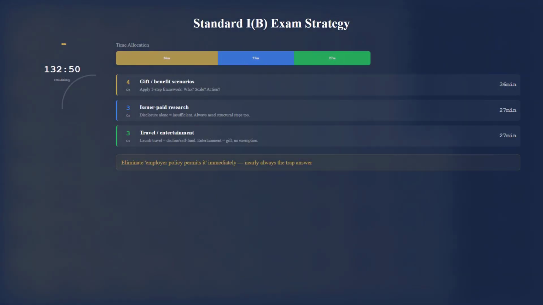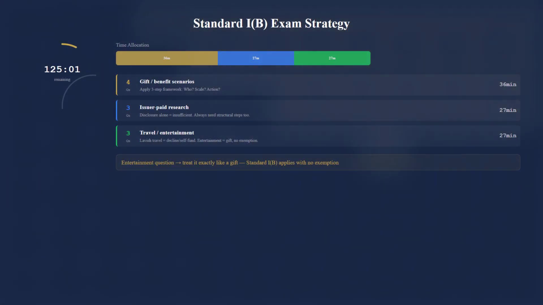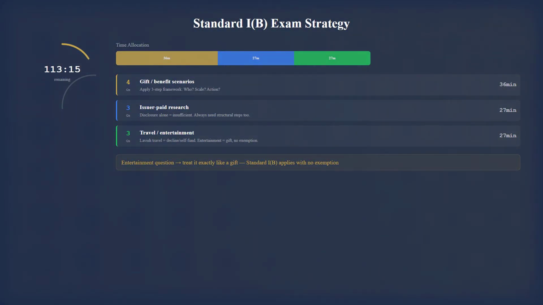Exam strategy for Standard I.B. This topic appears in roughly 8 to 12% of ethics questions on the CFA Level I exam. You have an average of 90 seconds per question. Here is how to use that time on I.B.